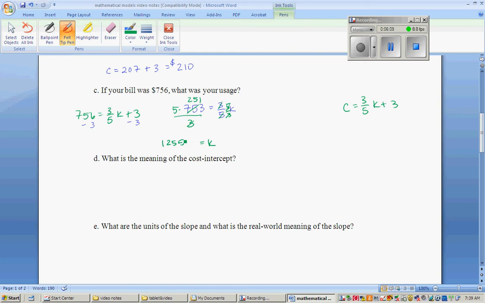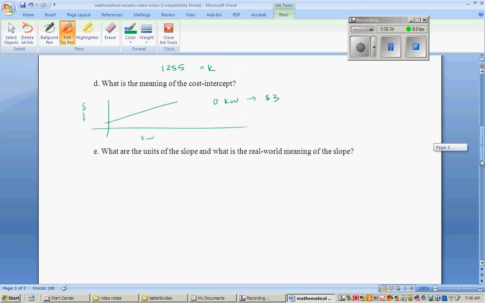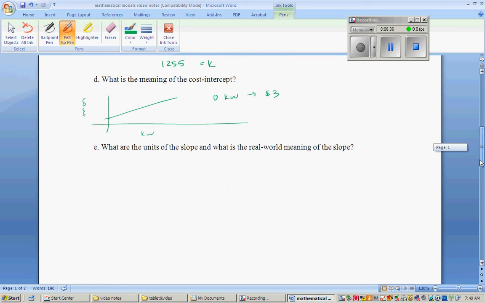What is the meaning of the cost intercept? Here's the cost. Here are the kilowatts down here. We know that it's 3. Well, it means that even if you have 0 kilowatts, you are still being charged $3. That might just be that they charge you the $3 just so that you can stay hooked up to the grid. Could be just for billing services. Who knows? But $3 isn't too much. We know that in real life it would be way more than that.